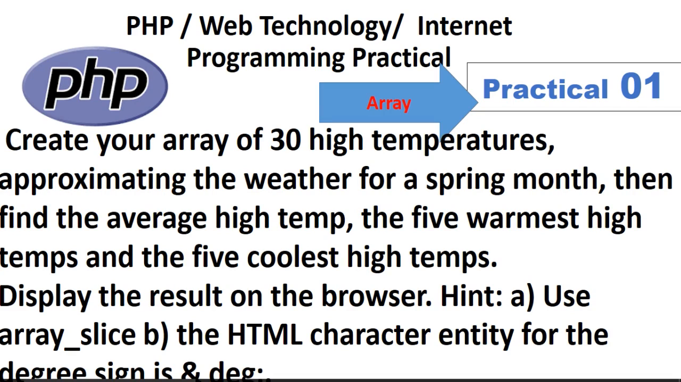In this program, we'll see how to create an array of 30 high temperatures approximating the weather for a spring month, then find the average high temperature, the 5 warmest high temperatures and the 5 coolest high temperatures. Display the results on the browser.